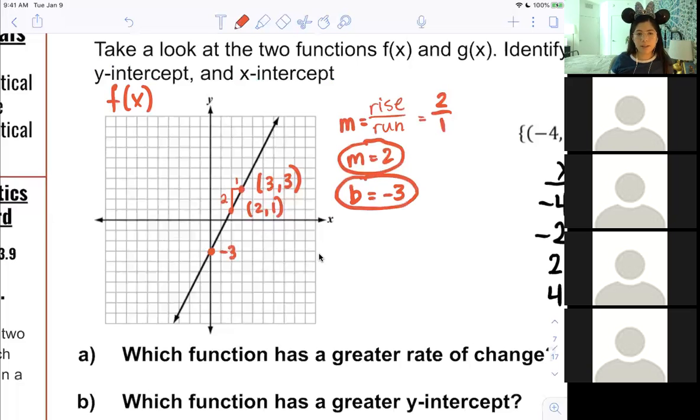Questions on how I found that? We should all feel pretty good about finding the y-intercept. You just look to see where it's crossing the y-axis.